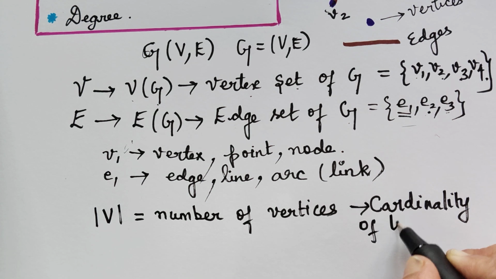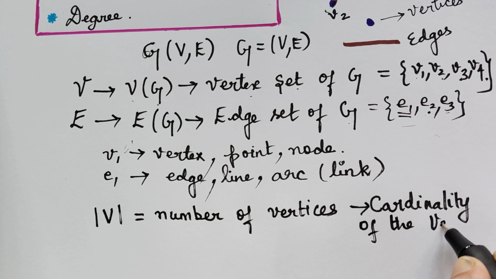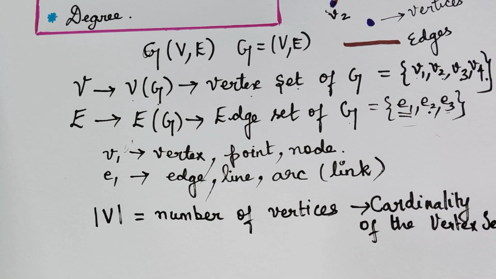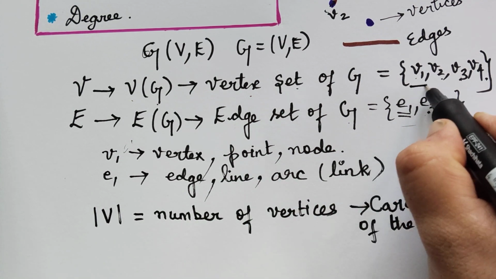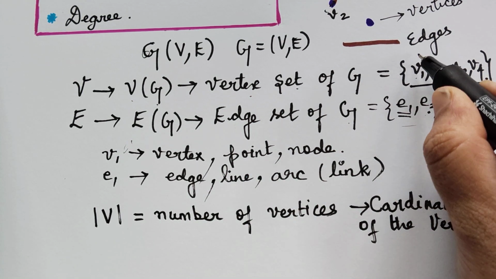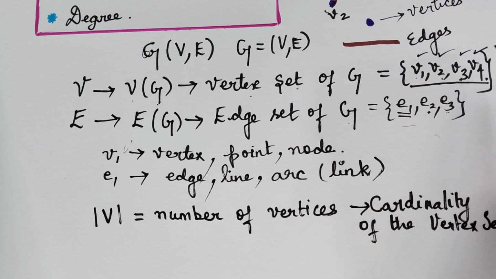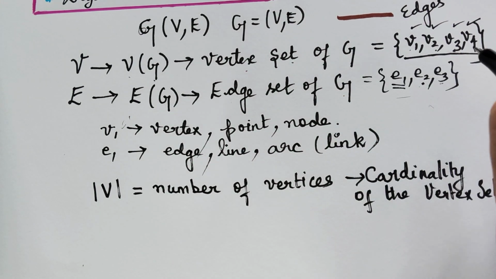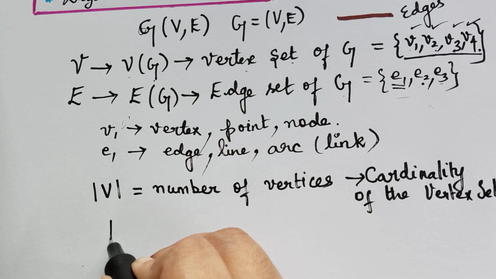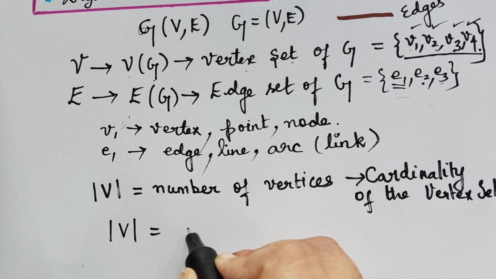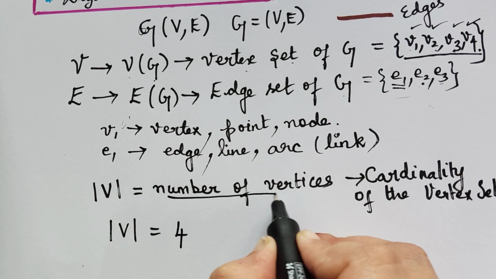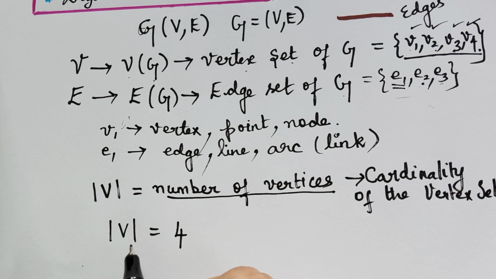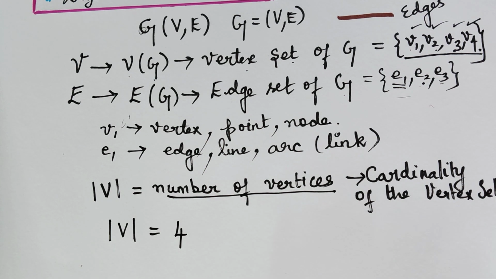So, cardinality of the vertex set. If you see where the vertex set is, how many vertices are there? 1, 2, 3, 4. There are 4 vertices. So the number of vertices for this graph G is 4. Therefore, modulus of V is equal to 4. That is the number of vertices, and that gives us the cardinality of the vertex set.